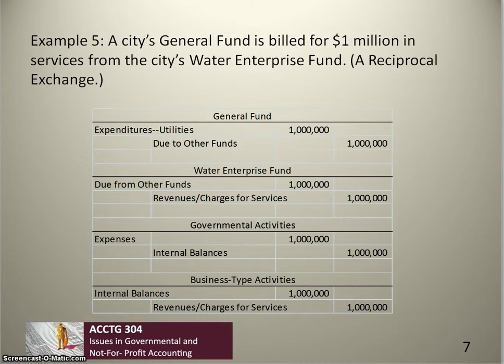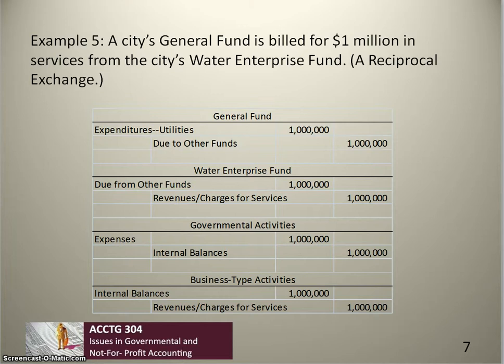In the Water Enterprise Fund, the Water Enterprise Fund recognizes a receivable, due from other funds, of $1 million and recognizes revenues or charges for services of $1 million. Just as if really it had sold the water to an outside party, where it would also recognize revenues or charges for services and would recognize an account receivable.